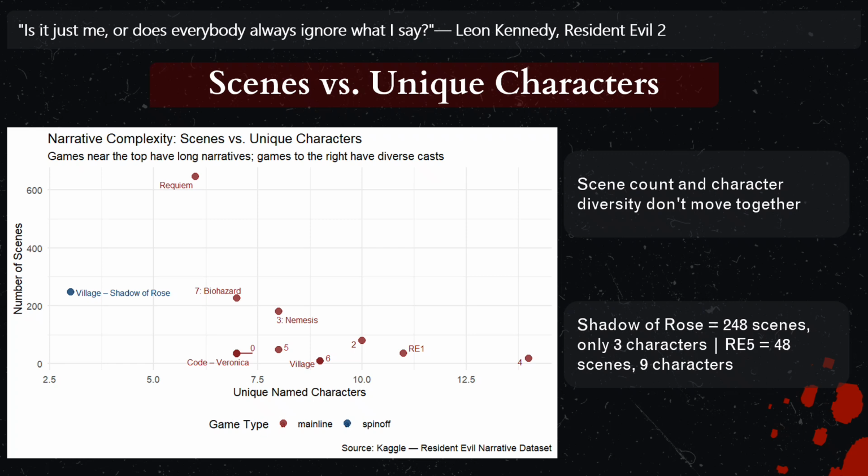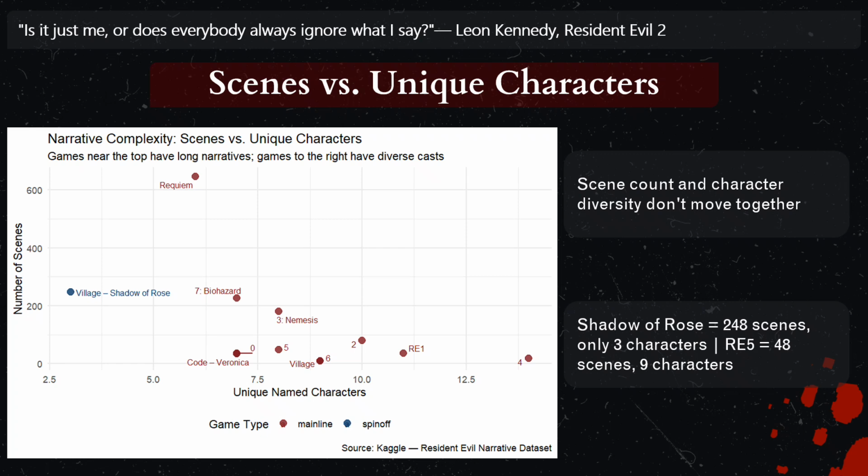So plot 2 brings in a second dimension, unique character count. Requiem has 646 scenes, but only 6 unique characters, so it's a very focused cast with an extremely long script. And then Resident Evil 4 has 14 unique characters, which is the most in the entire dataset, but only 18 scenes. Resident Evil 2 is actually the most balanced entry with 10 characters and 80 scenes.